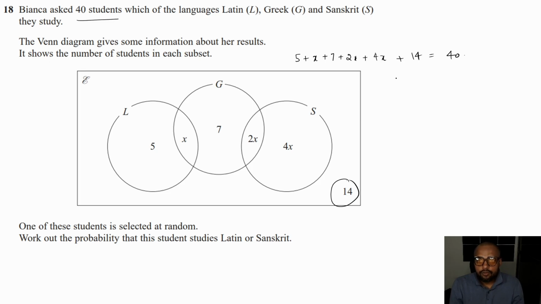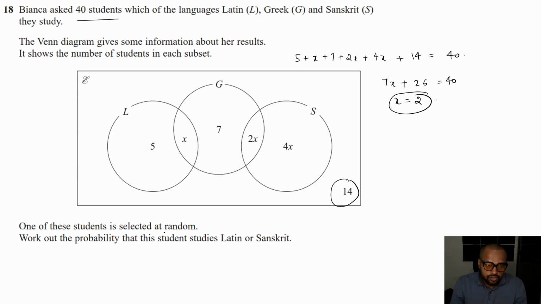From here we just need to add it. If we add it, we'll be getting 7x on the left hand side plus 12 plus 14, that is 26, equals 40. From here we'll be getting the value of x equals 40 minus 26, which is 14, so x will be equal to 2. So the value of x we are getting is 2.